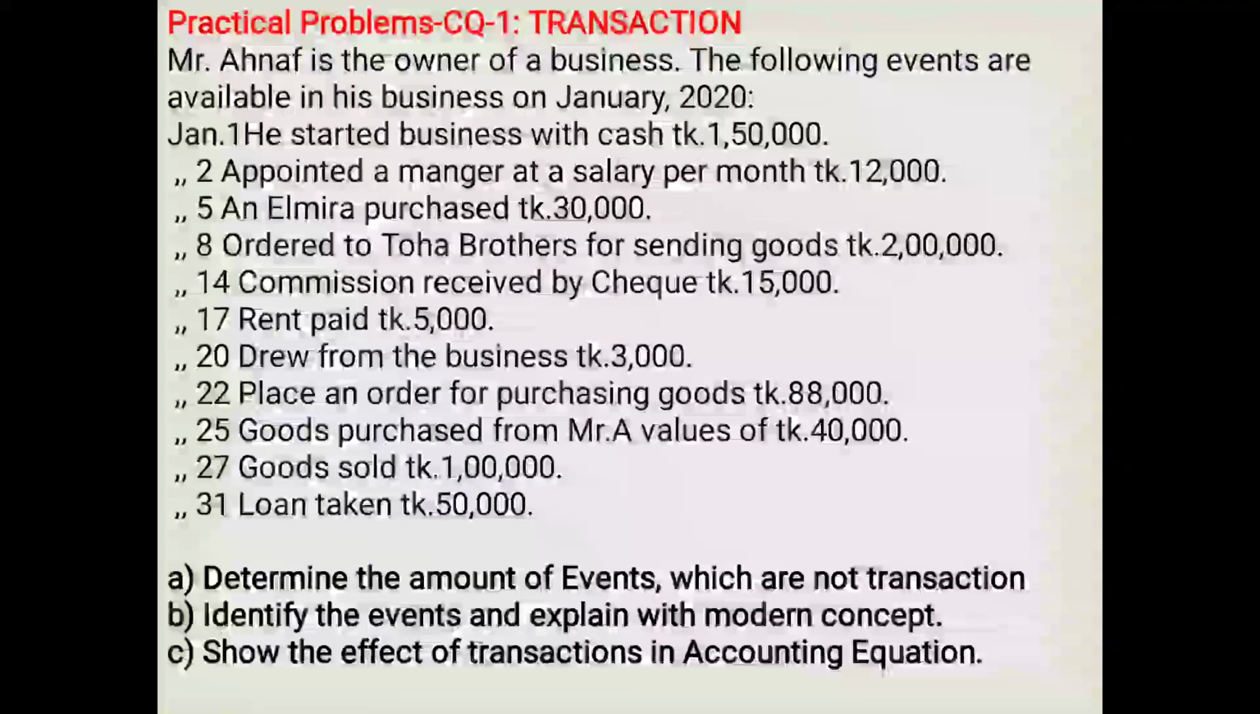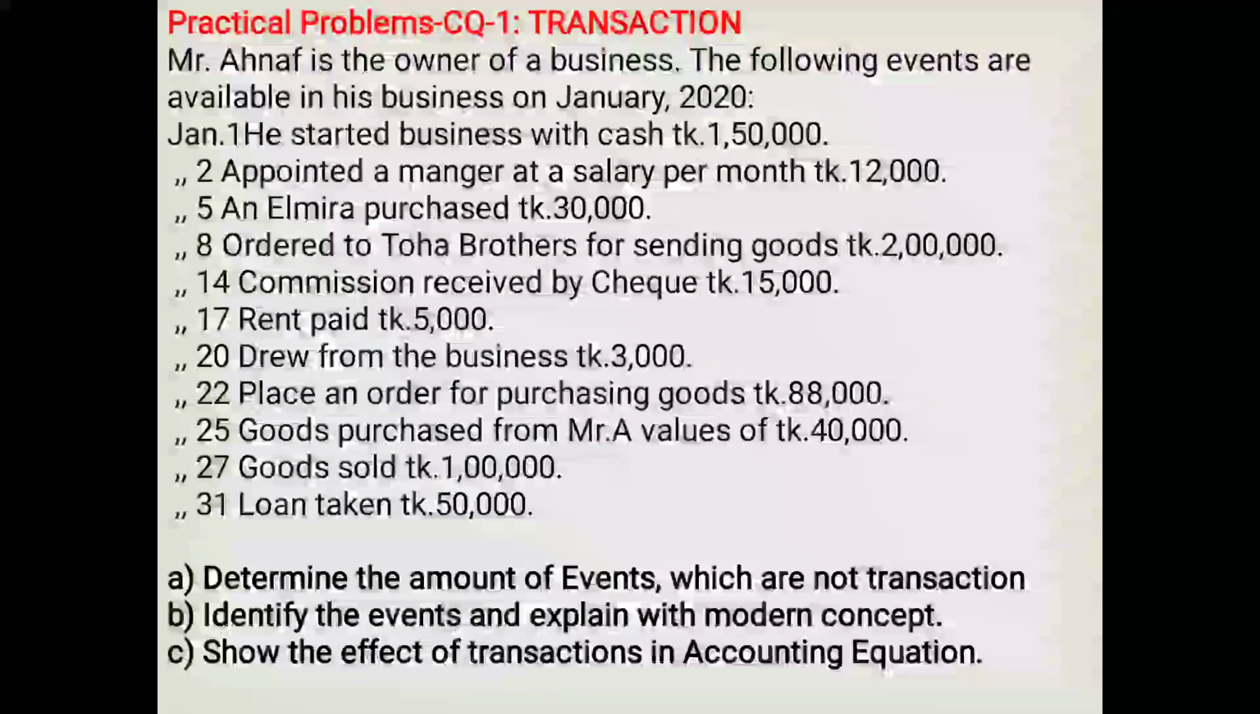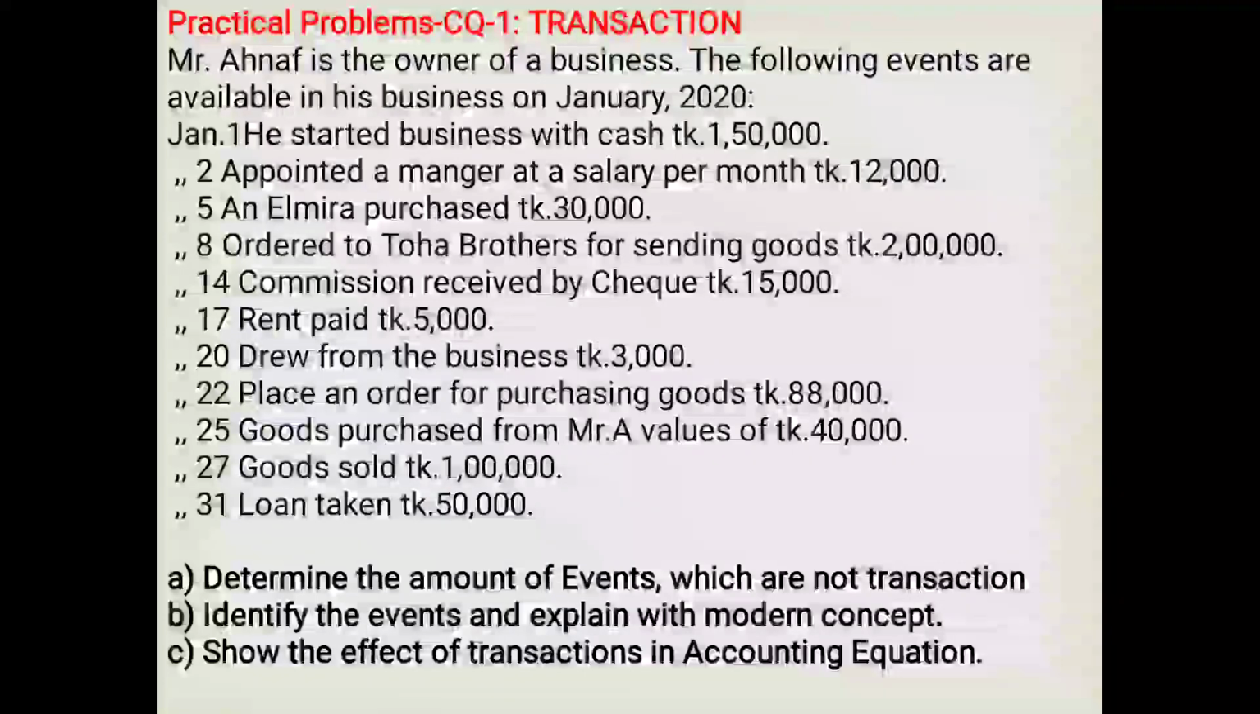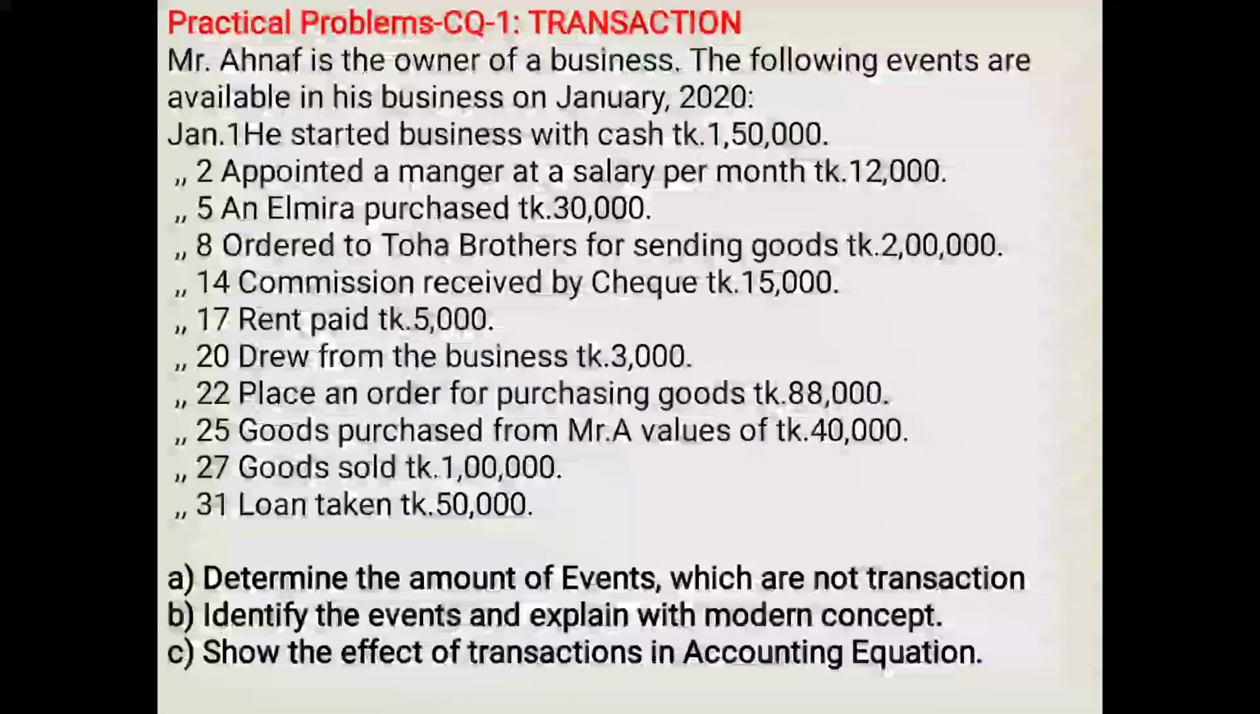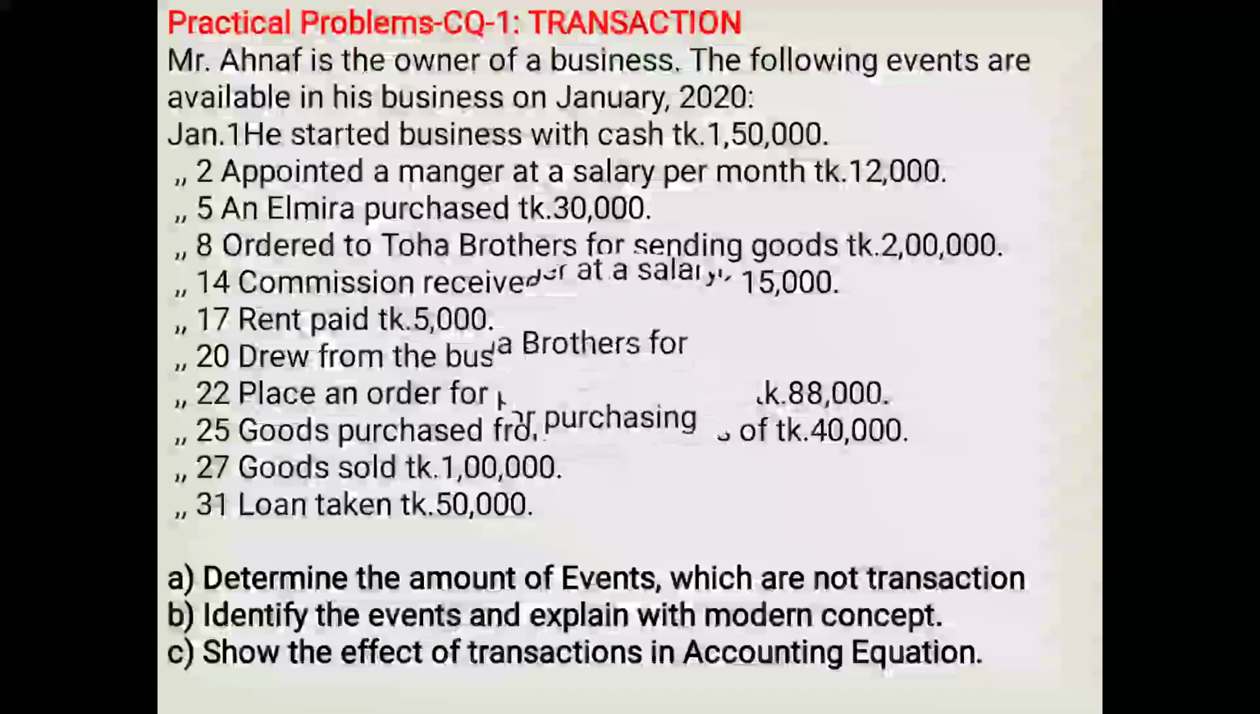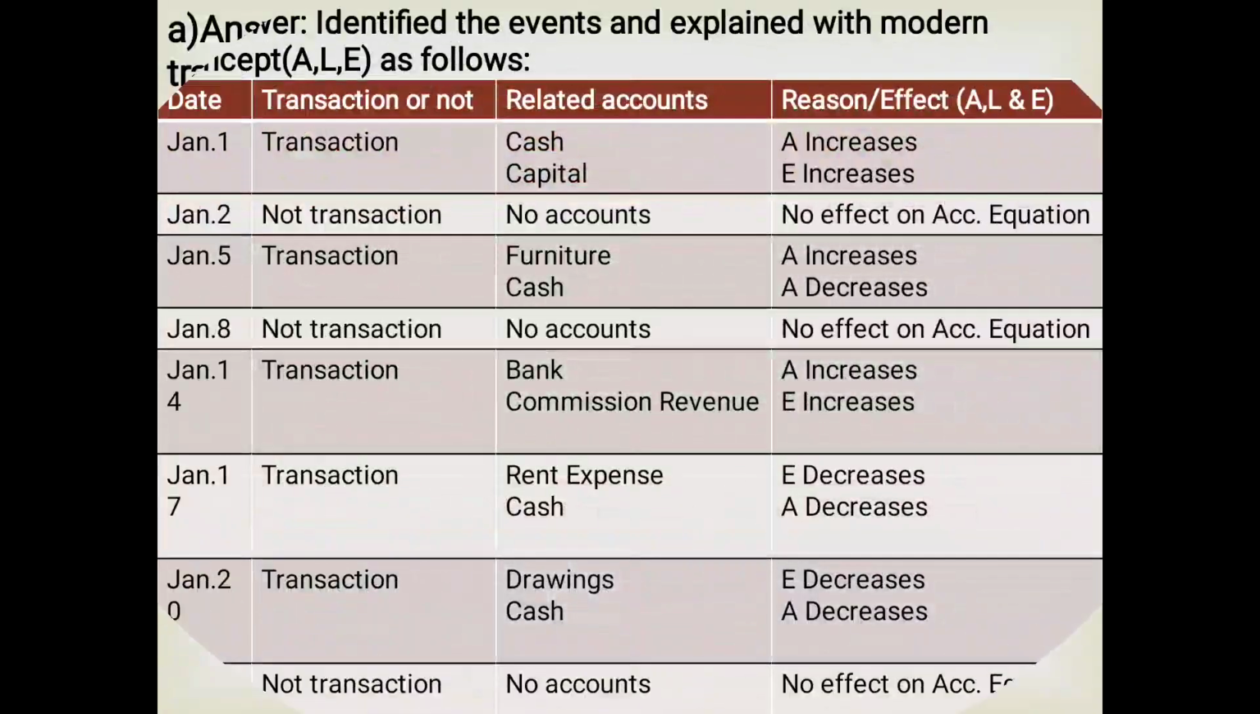Dear learners, now we can go for requirement B. Identify the events and explain with modern concept. Identify the events which are transaction or not, and if it is a transaction then explain with modern concept, that is with the accounting equation, that is the effect on the accounting equation, that is ALE. Now we can see in the next slide for requirement B.